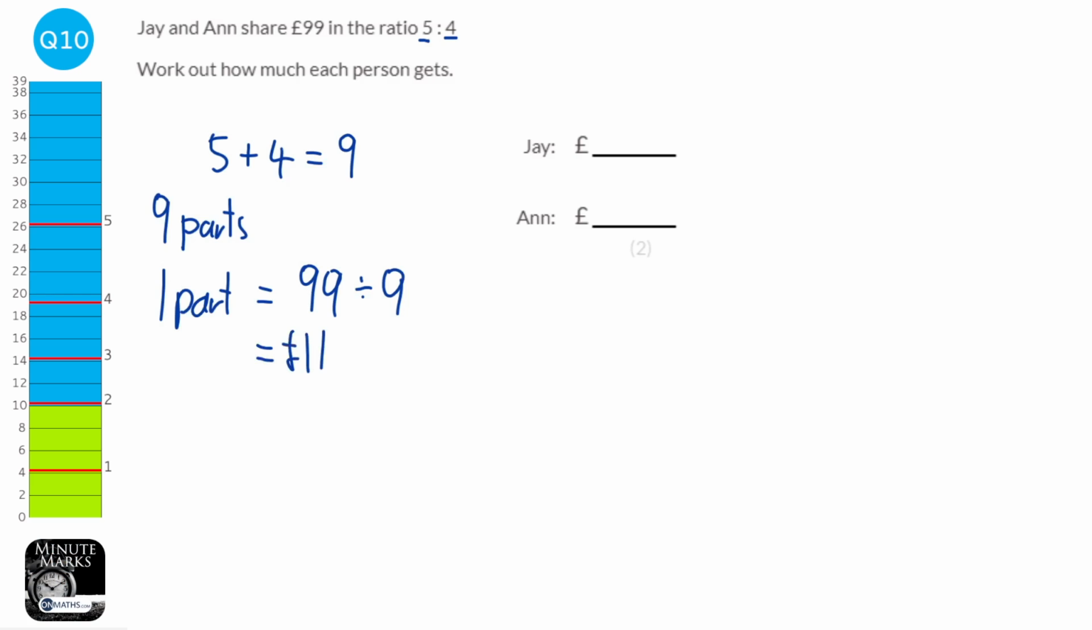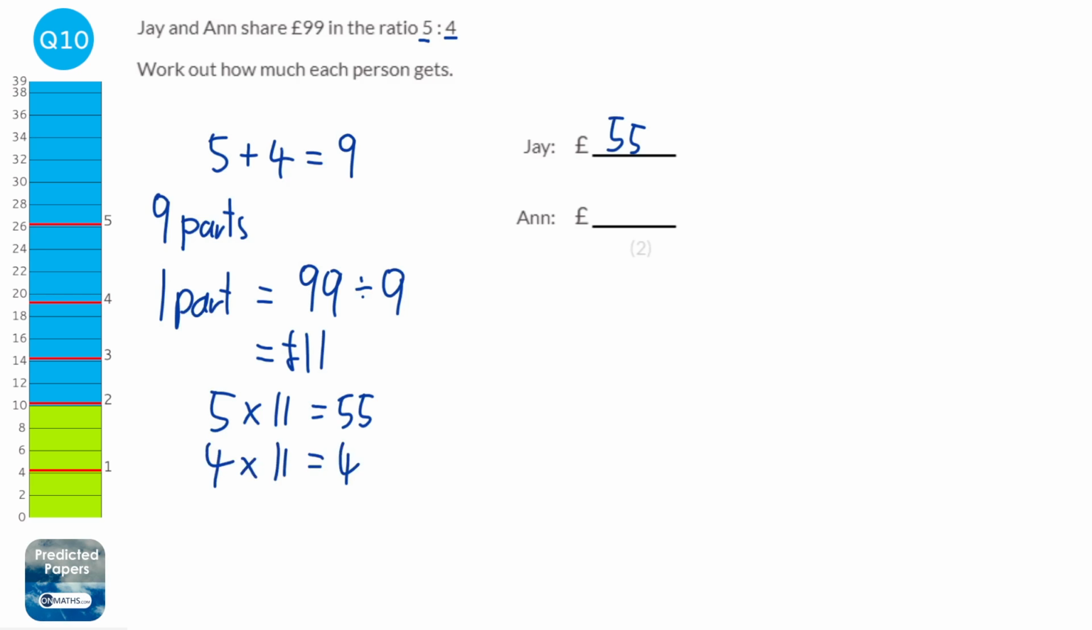So J has 5 piles of £11. So J has 5 times 11, which is 55. And Anne has 4 piles of that money. So 4 times 11, which is 44. We can check this by adding the two together. And it should add up to the amount of money we have, which is 99, which it does.